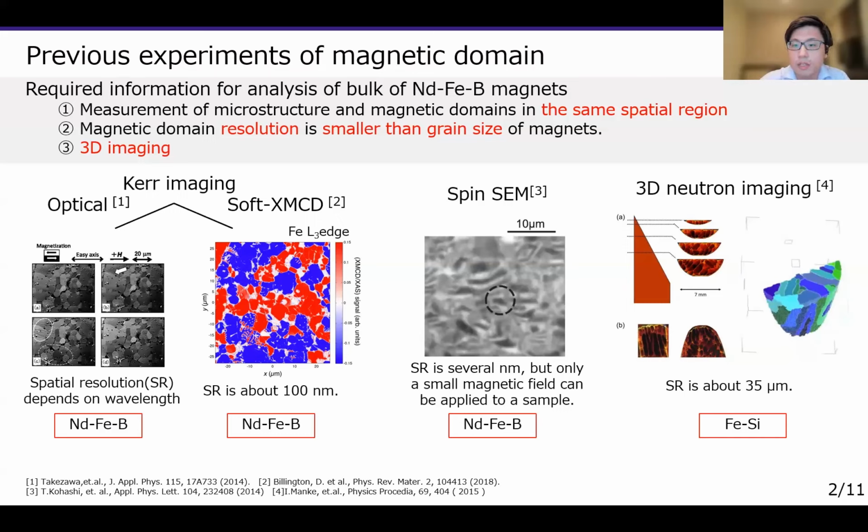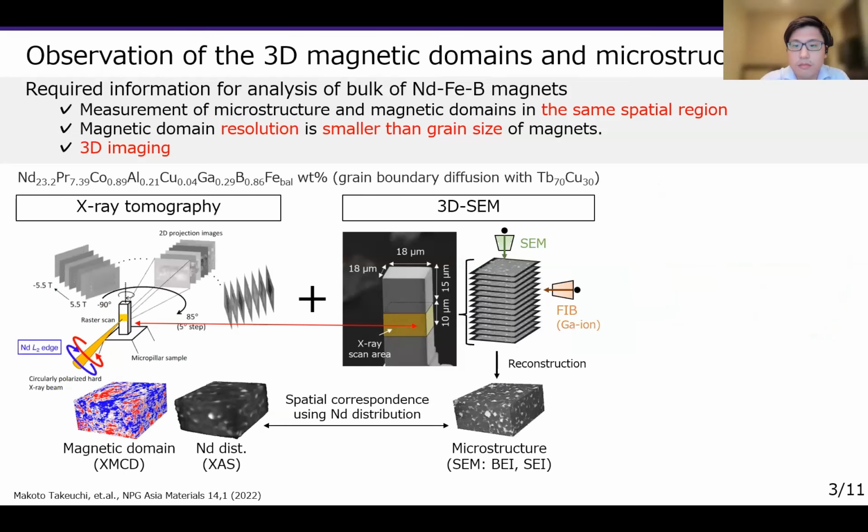Until now, the magnetic domain structure of magnetic materials has been observed using methods that utilize the Kerr effect and spin SEM. However, we cannot observe the 3D arrangement of the magnetic domains of a bulk magnet. There have also been attempts to obtain 3D magnetic domain information using neutron beams, which have high penetrating power, but it has low resolution.